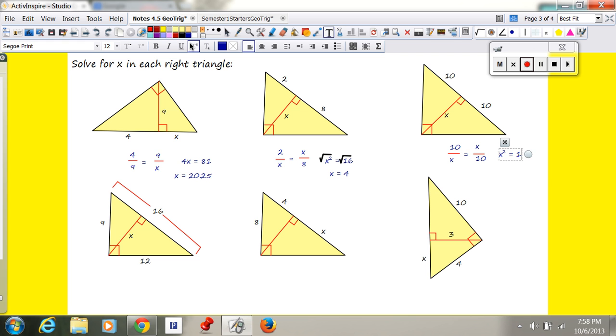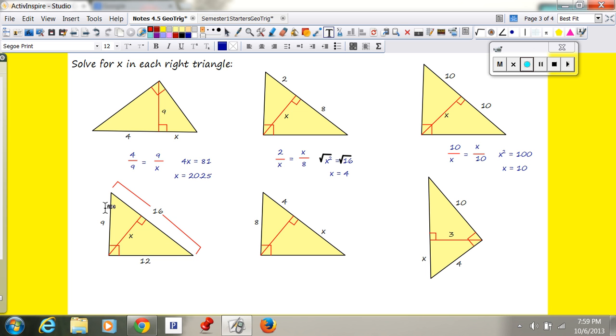Equals 100. And then square root both sides, you're going to get x equals 10. So you could square root both sides. Now normally you would say when you square root both sides you'd say plus or minus 10, but in geometry this distance cannot be a negative, so we just use the positives.